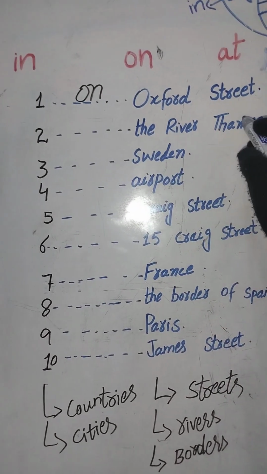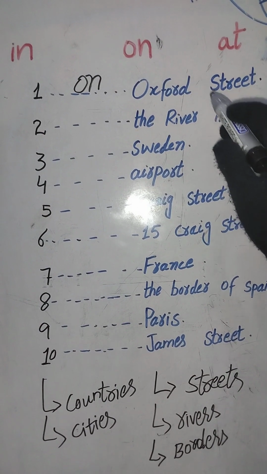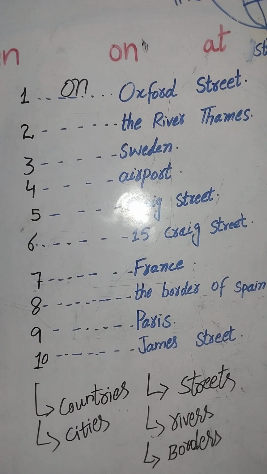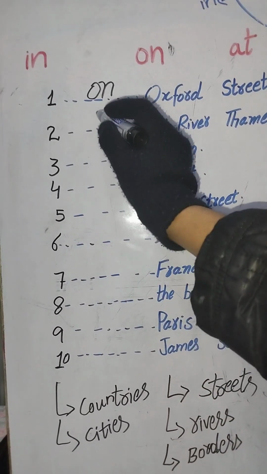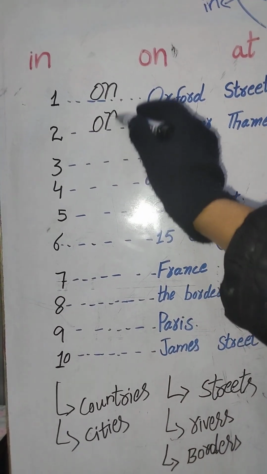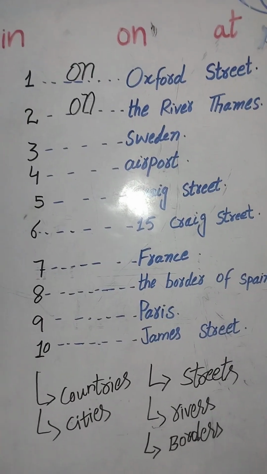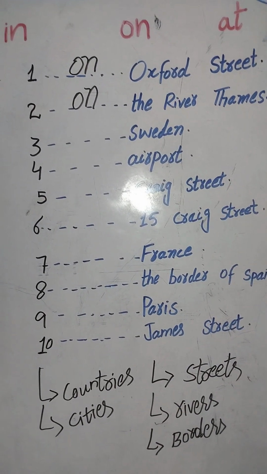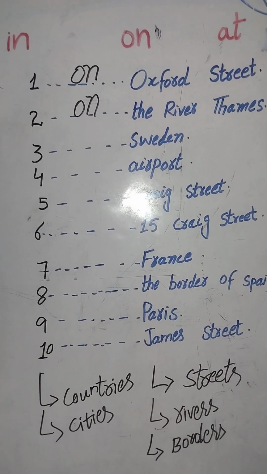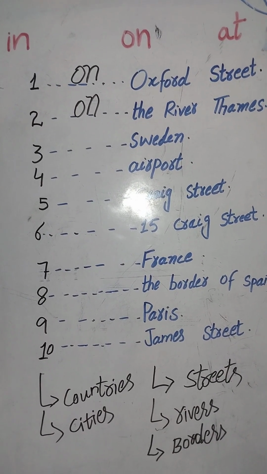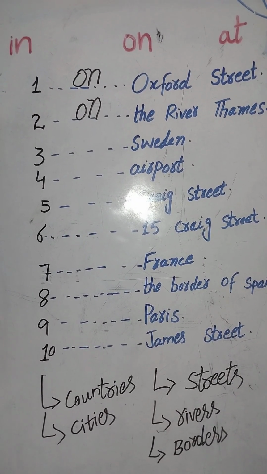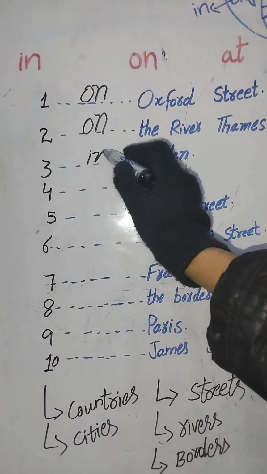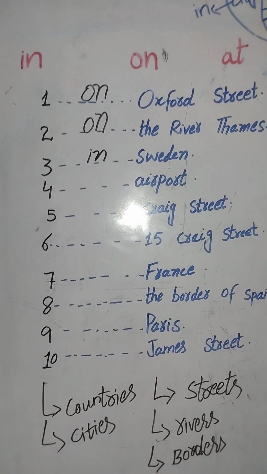Blank the river Thames. What's the name of the river, right? So what do we use? On the river Thames. Blank Sweden. It's the name of the country. So for countries we use in Sweden.